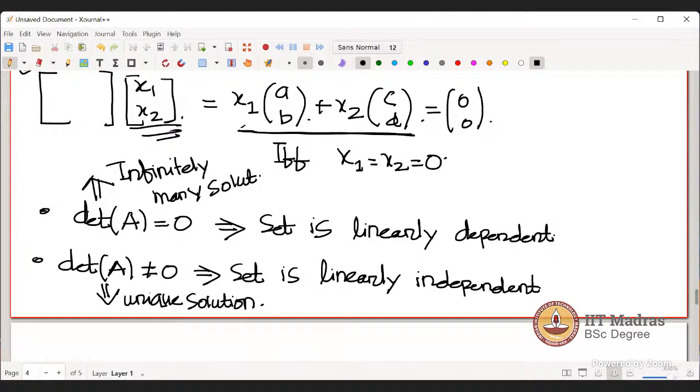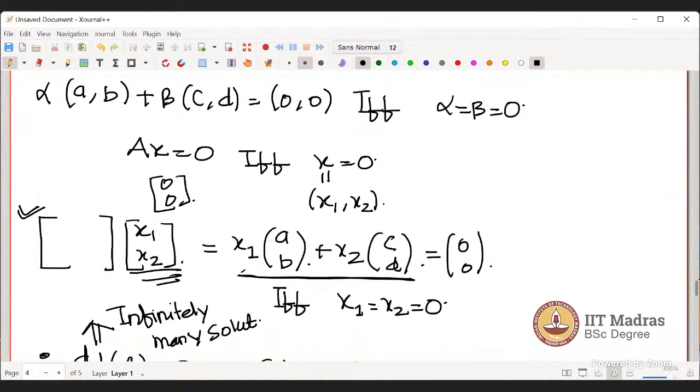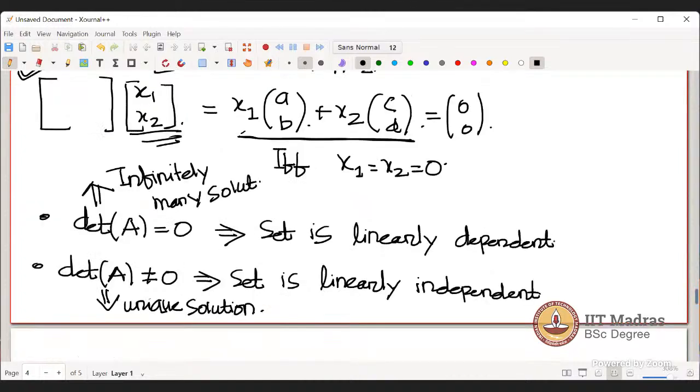So can we conclude that if the determinant is not 0, the unique solution will be the trivial solution? Can we conclude like that? Yes. Yeah, that is what I said. Is it audible, right?